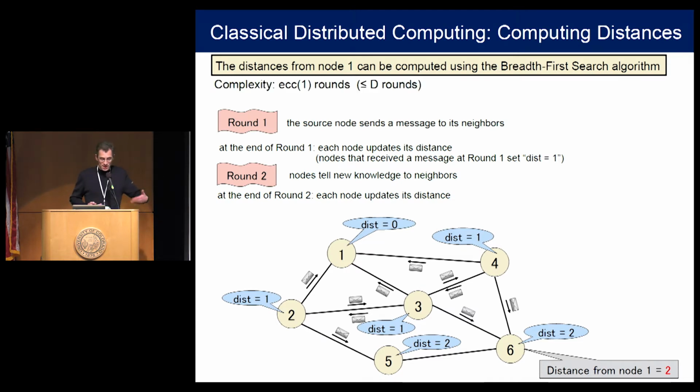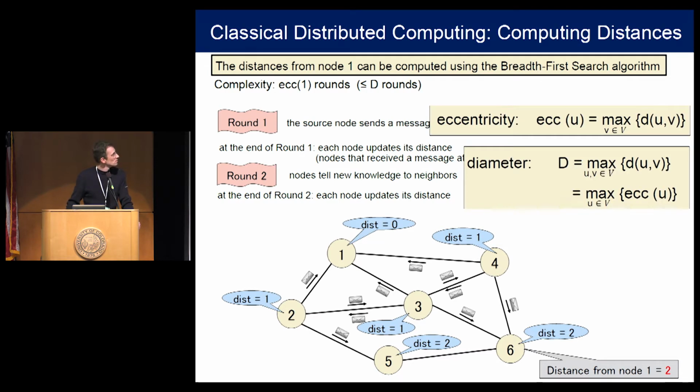Okay, so you repeat this, and how many times do you need to repeat? The number of rounds needed is exactly the eccentricity of node 1. Okay, so remember the definition here of the eccentricity.